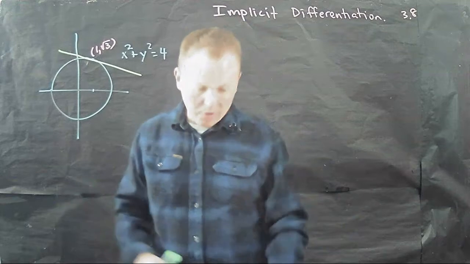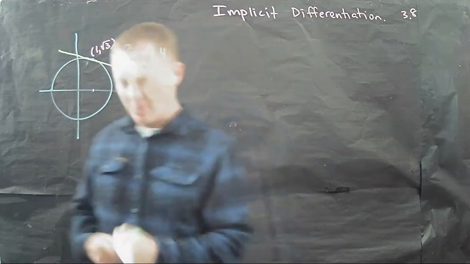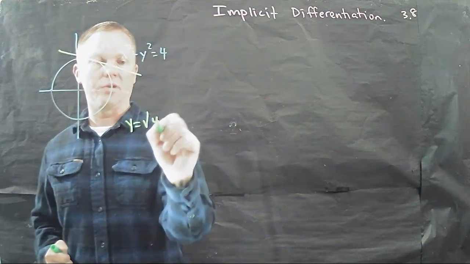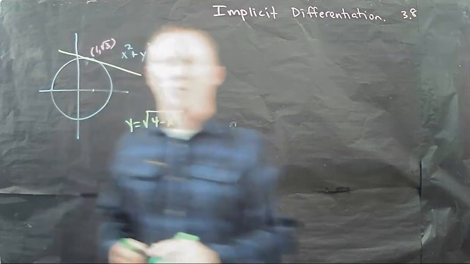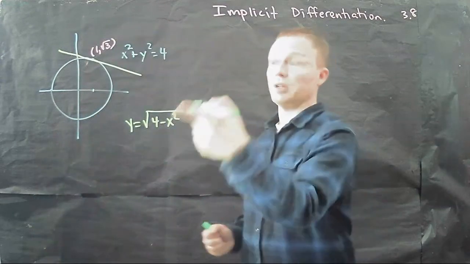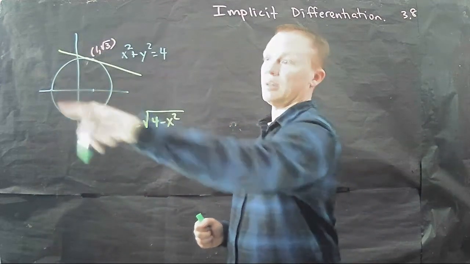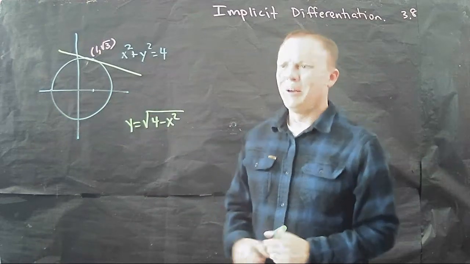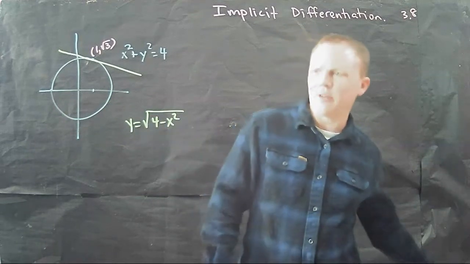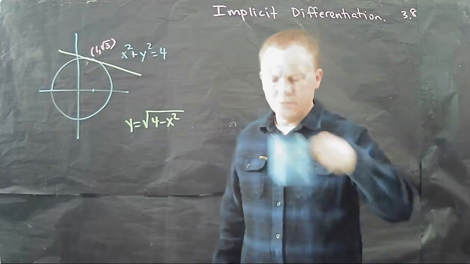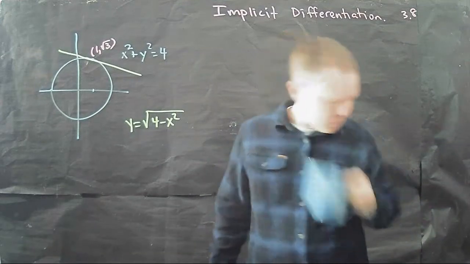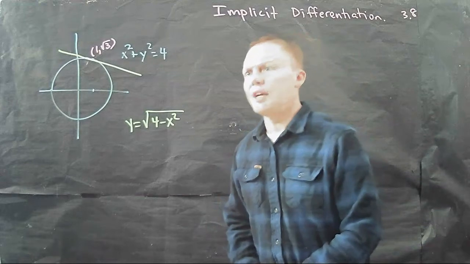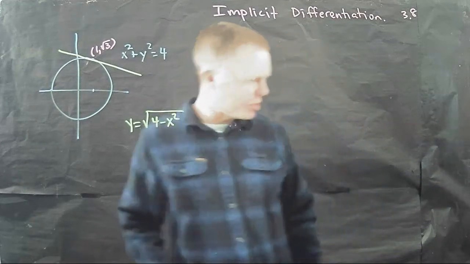So we have to come up with some sort of way of doing that. Now, one way would just be to solve this for y. I mean, y is the square root of 4 minus x squared, isn't it? Actually, it's plus or minus, so the top half would be the plus, and the bottom half would be the minus. But then that's got a radical in it, and I don't know that we want to mess with radicals. So we're going to learn a new technique here called implicit differentiation.